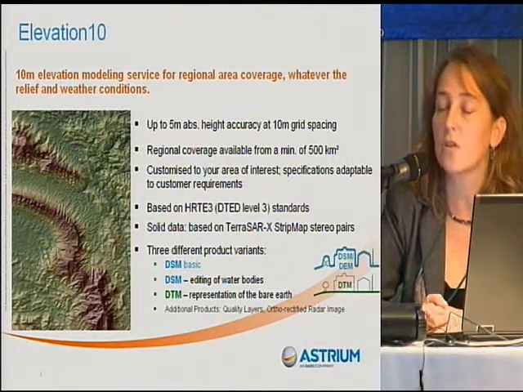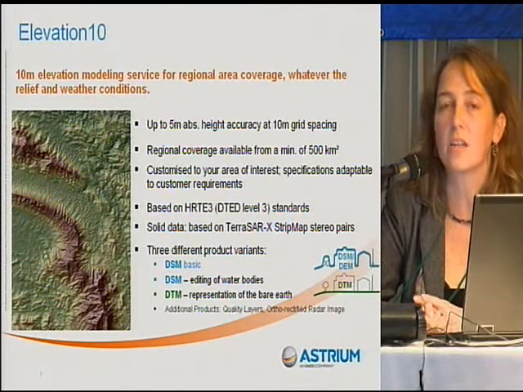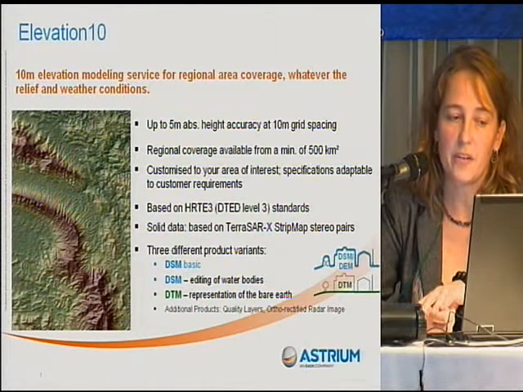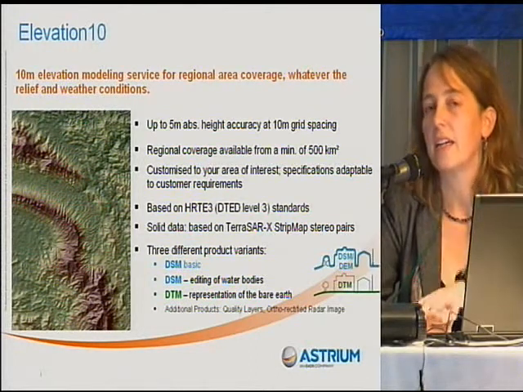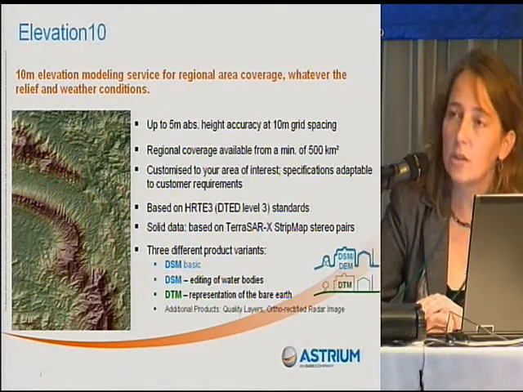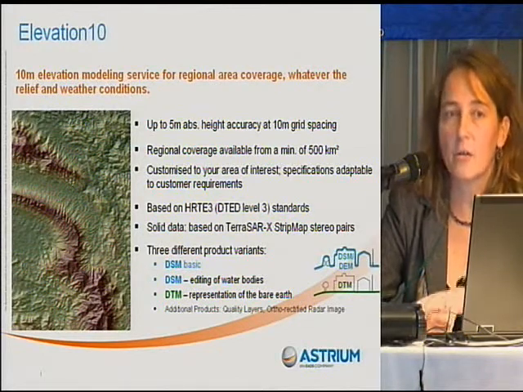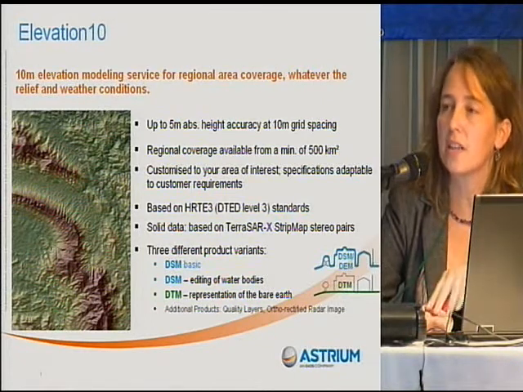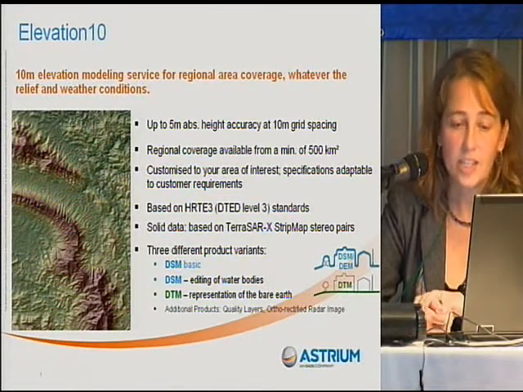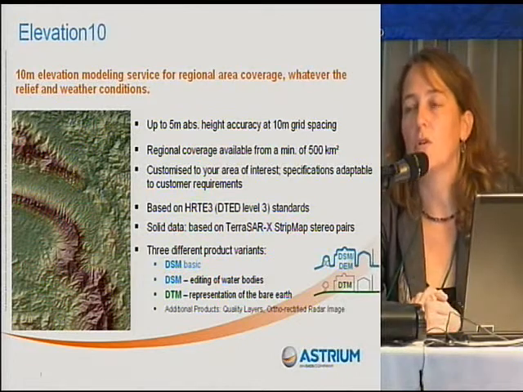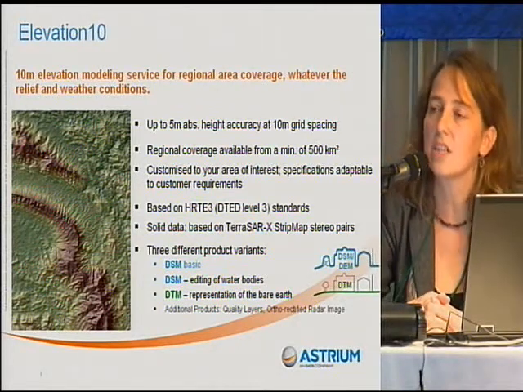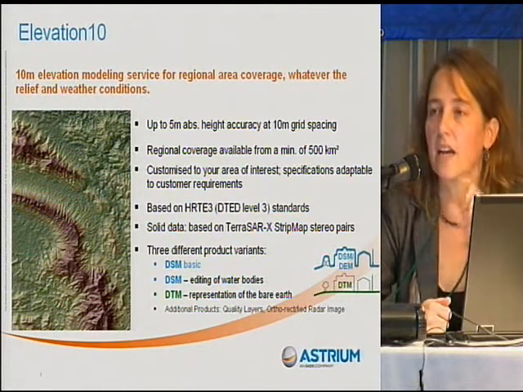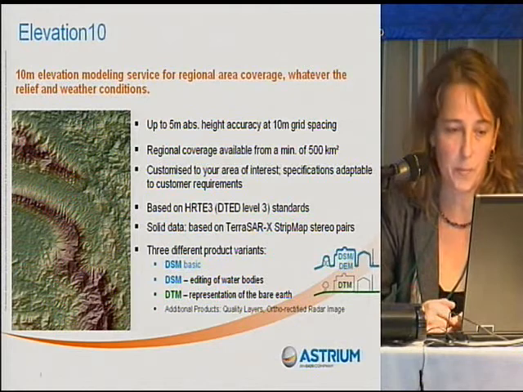So we have the DSM, the surface model, that means including the height of the buildings and also the vegetation. We also have a DSM where we edit the water bodies. That means that the lakes are flattened to 1 elevation height, and for the rivers we ensure that they flow downhill. Additionally, we also offer a DTM, that means a digital terrain model representing bare earth. So that excludes the height of the buildings and the vegetation.